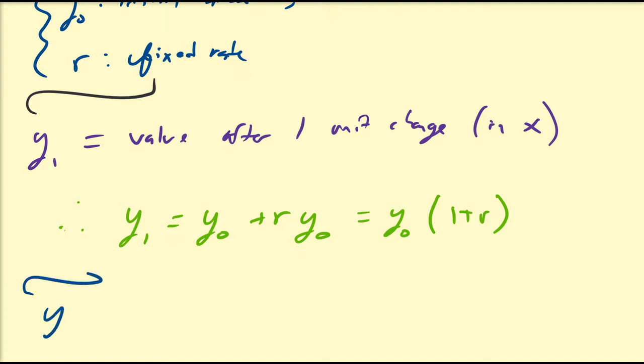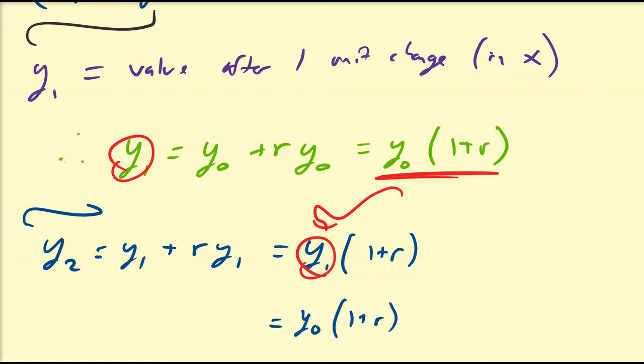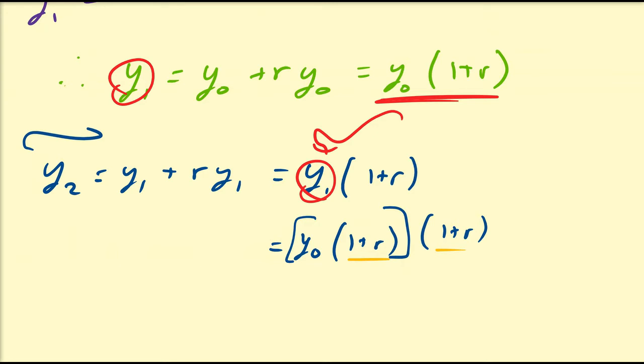Let's do the same for y2. So y2 is going to be equal to the value previously plus some fixed percentage of that value. So I'm going to factor out y1, so that's going to give me y1 times 1 plus r. Now I already have a representation for y1, so I'm just going to replace that in this expression. So that's going to give me y0 times 1 plus r, so that's going to be the y1 value, multiplied by 1 plus r. But of course this r is assumed to be constant, so this is just going to be equal to y0 times 1 plus r, the quantity squared. So this is going to be the expression for y2.